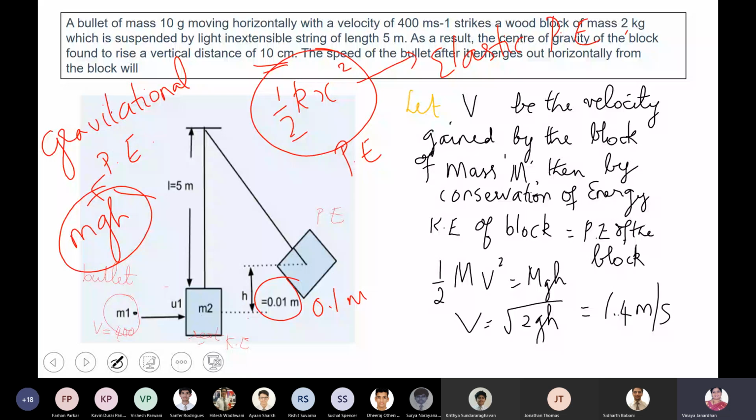Please understand all these numericals which are based on conservation of mechanical energy, because these are the topics which will often be checked even when you appear for your entrance examination. You can expect questions based on this: kinetic to potential, potential to kinetic. So v squared equals 2gh. The mass of the block is 2 kilograms, so anyway the mass of the block will get cancelled here. So v is equal to root of 2gh. h is 0.1 meter.